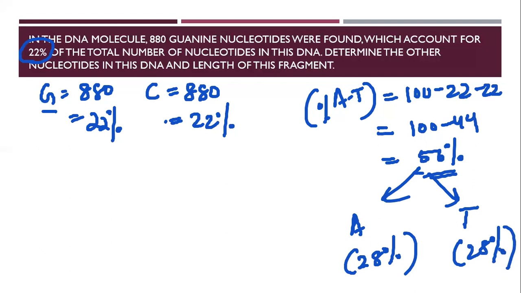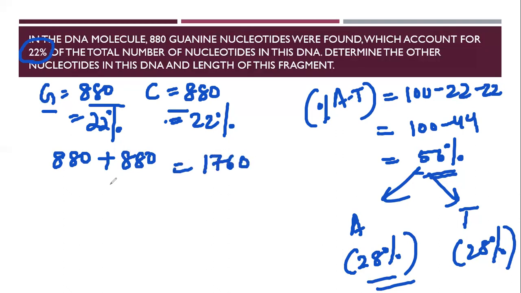Now this much is done. Now what they're asking is to determine the total number of nucleotides. What we got is percentage. We need in number. So how much is given? Already it is given that 880 G, 880 C, total is 1760 if you add.